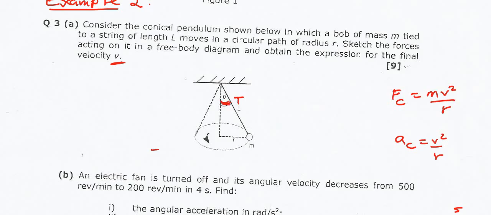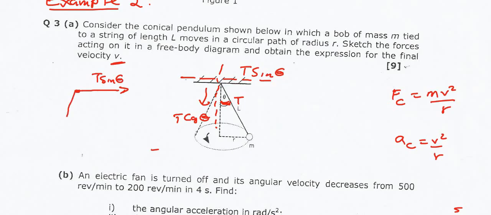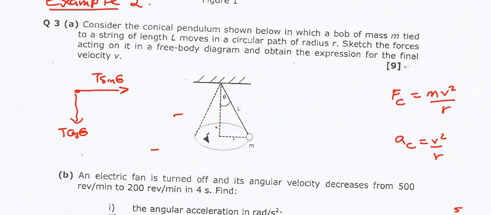If you make this one your y-axis and this one your x-axis, you get T sine theta, and you also get T cos theta facing down. This is with respect to our tension. So I've just resolved the tension, and I'm going to draw a free body diagram. There's T sine theta, then there is T cos theta facing down, from the tension in the string. These are the first two forces that we can identify.